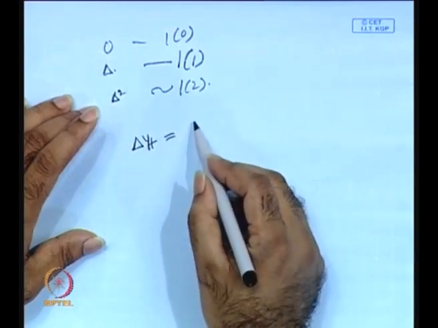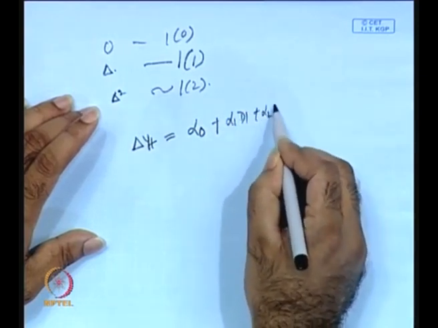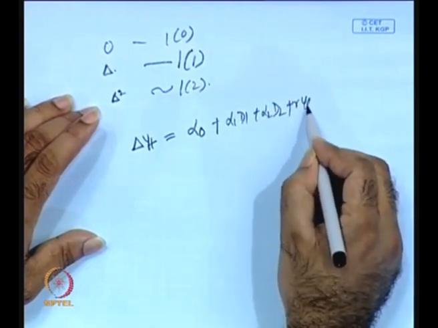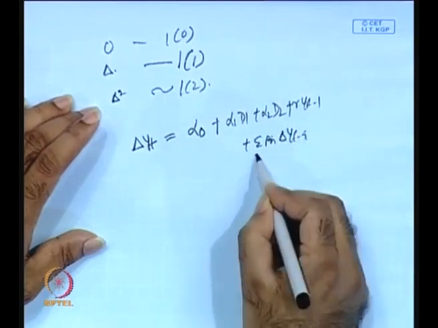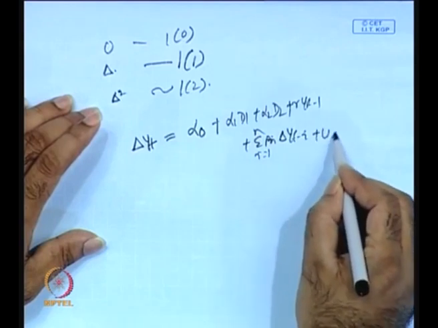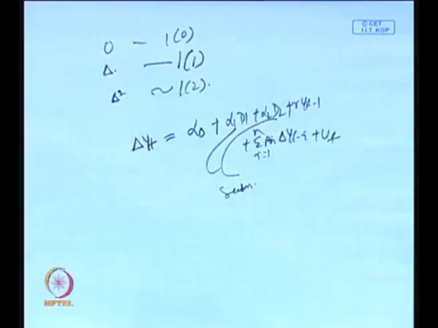In that case you can write it this way: alpha 0 plus alpha 1 d1 plus alpha 2 d2 plus gamma y_{t-1} plus summation beta_i delta y_{t-i}, i equal to 1 to n, plus u_t. Here d1 and d2 are the dummy components that capture breaks. Sometimes the issue is why the variable is not stationary, and there may be some structural break. If you detect the structural break, you get the complete picture of stationarity; otherwise it is very difficult to find out the stationarity issue.